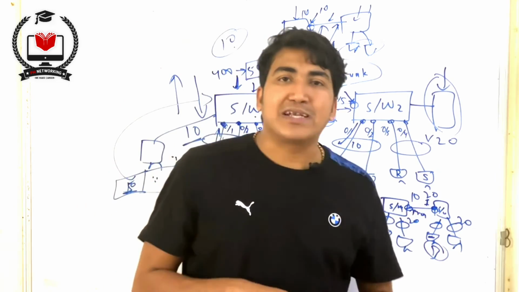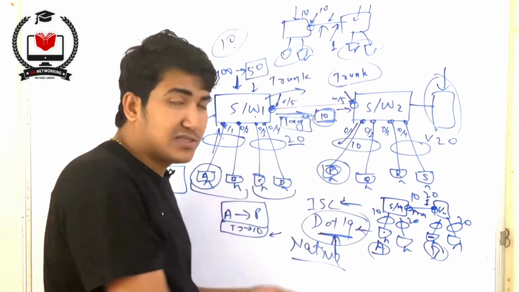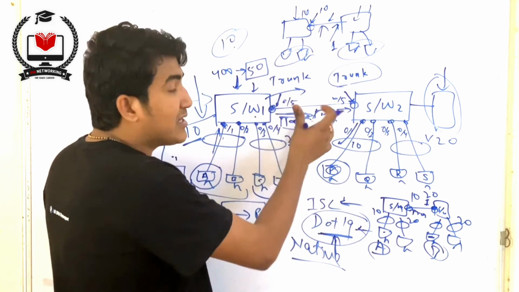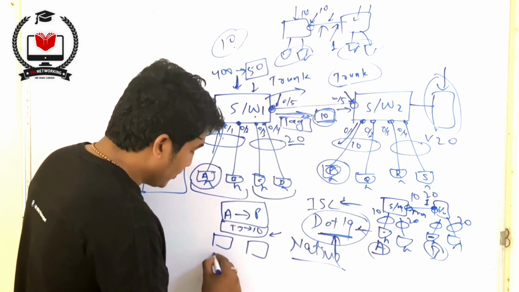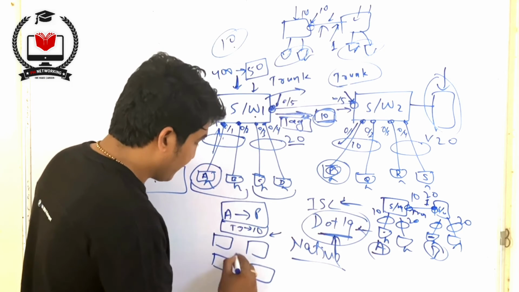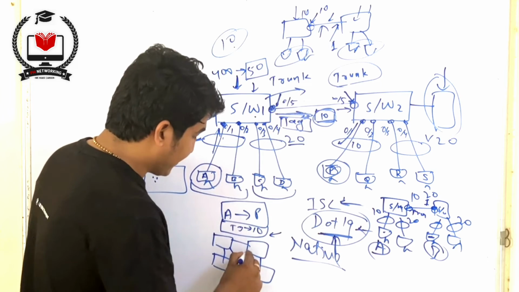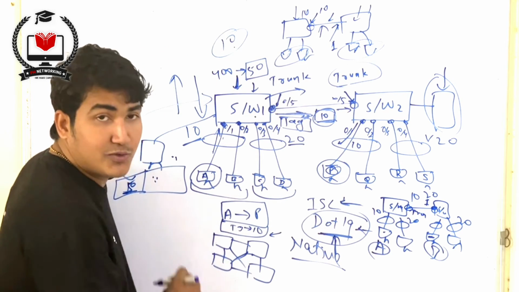You can create multiple topologies and multiple scenario-based questions from this topology as well. And you can take more than two switches as well. Suppose this is my switch 1, switch 2, switch 3 and switch 4. This is how the switches are connected. In this topology too, an interviewer can ask you a question.